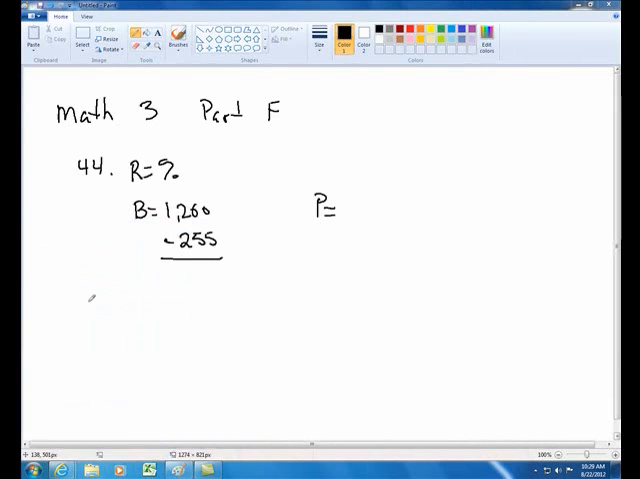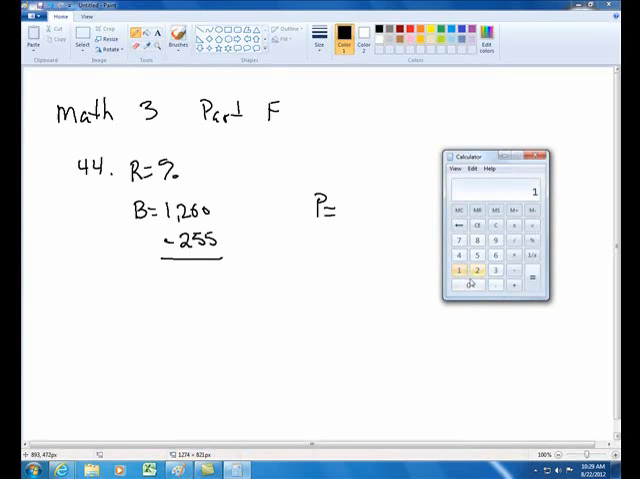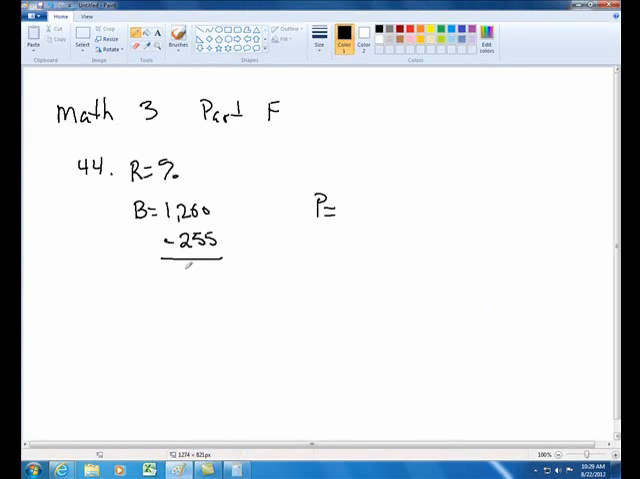I've already reduced my calculator, so I'm going to bring it back up. So 1,200 minus 255. That's $945. My change was $945. I went from 1,200 to 255. The difference in that is 945. So that's going to be my P.